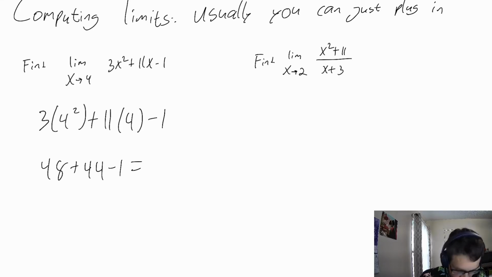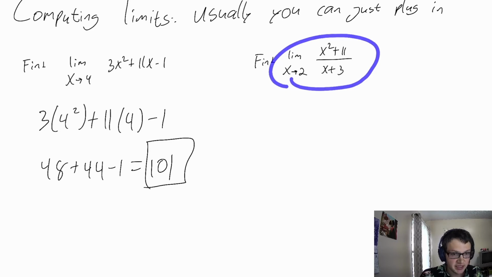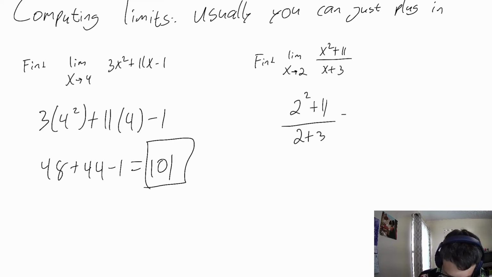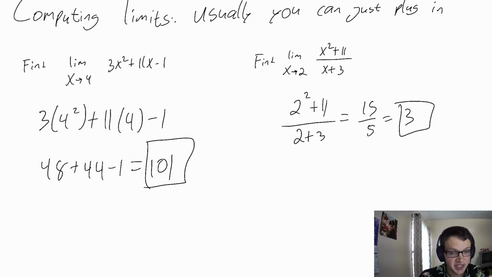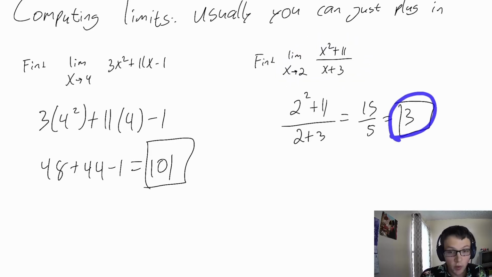I think 101? Yeah. And ta-da, we did our limit. And here on the right, again, we can just plug in. In general, you can just plug in unless something breaks. But here, if we try plugging in, we get 2 squared plus 11 over 2 plus 3. This is 15 over 5, which is 3. And so our limit is 3. And so if we look at the graphs of these, as x approaches 2 over here, we would get y values approaching 3.